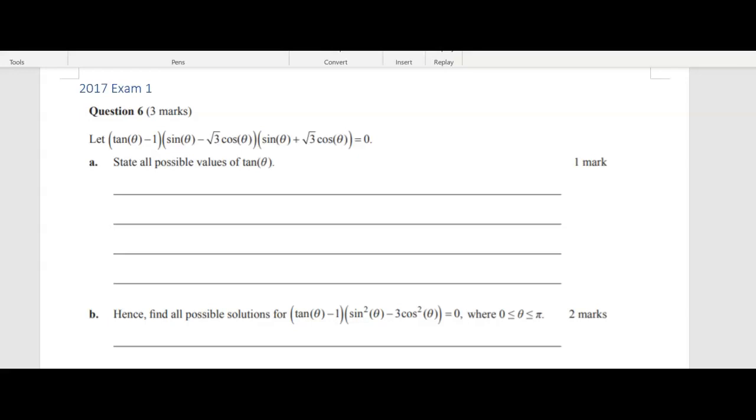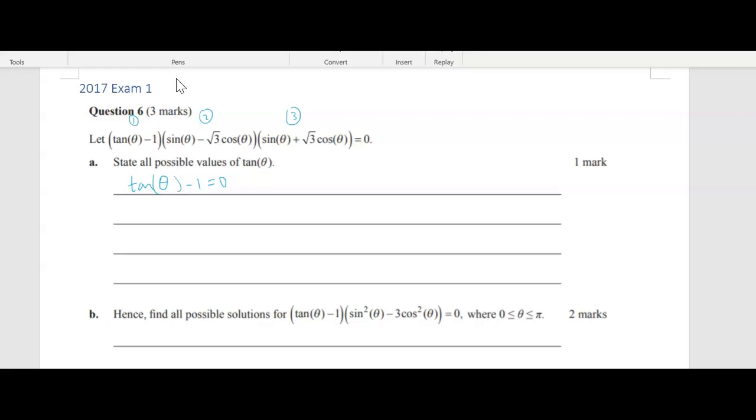So that must mean one of those brackets has to equal 0. Okay, so what we might first of all do is say, well, we can get rid of, let's call them bracket 1, bracket 2, bracket 3. Okay, so if we divided through by bracket 2 and 3, we're left with tan theta minus 1 equals 0.